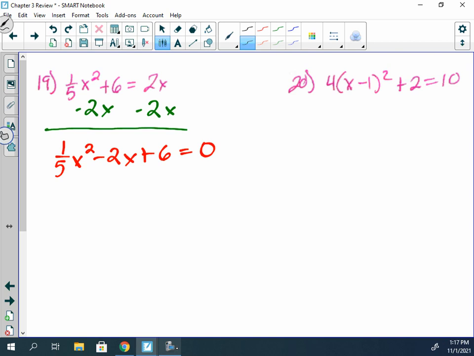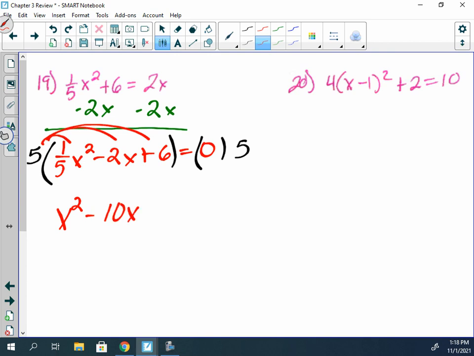Guys. So the next thing that we would do for this here is going to be to multiply the whole thing by 5. The reason I would do this here is because of the 1/5 x squared. And if we multiply through by 5, what is 1/5 times 5? 1. So we're just left with x squared. 5 times -2 would be -10, and we have our x. 5 times 6 is plus 30, and 0 times 5 is 0.